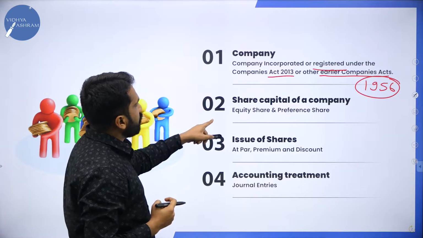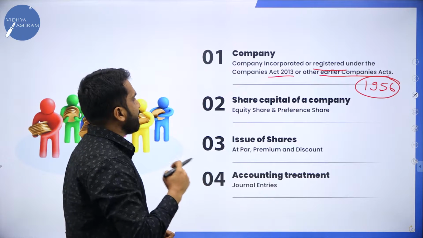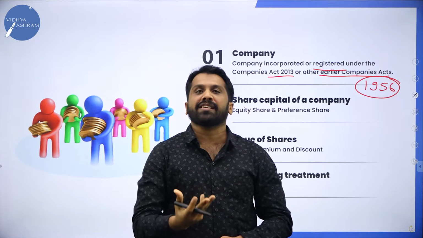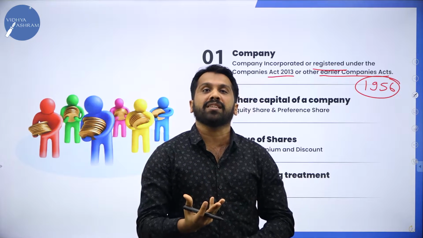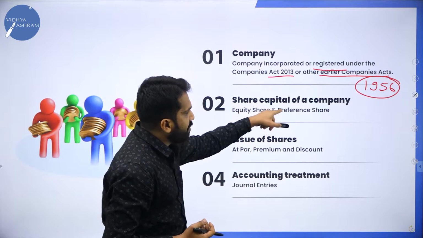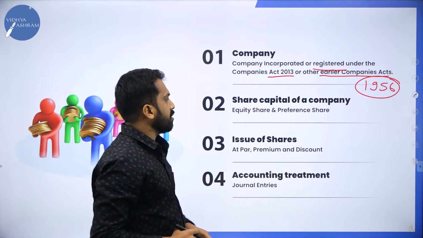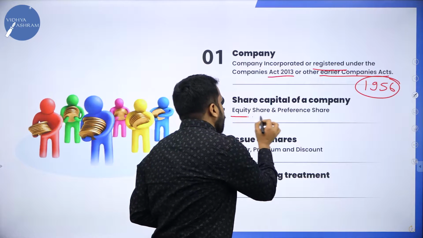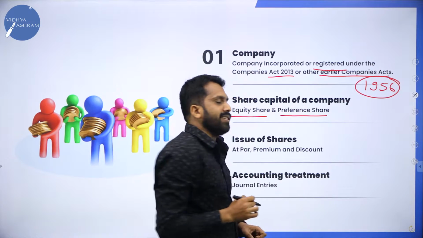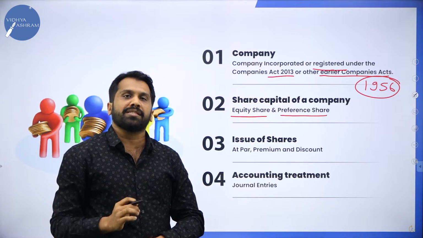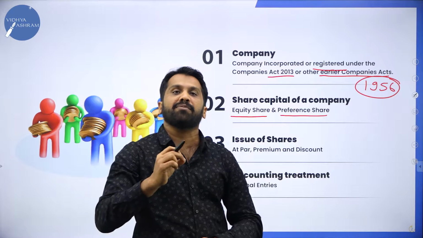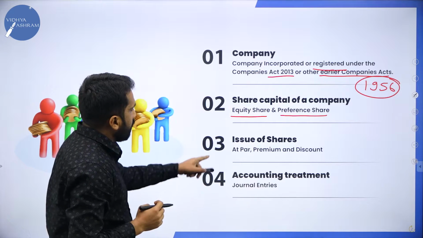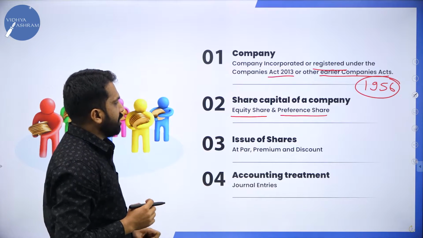Now, share capital of a company. What is share capital? Capital means what? Investment. What is share? Those things will be discussed in today's session. How many types do you have? One is equity, another one is preference shares. What is equity and what is preference shares? We will discuss. Issue of shares.